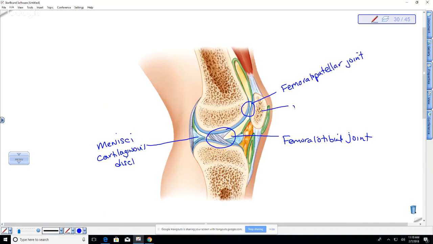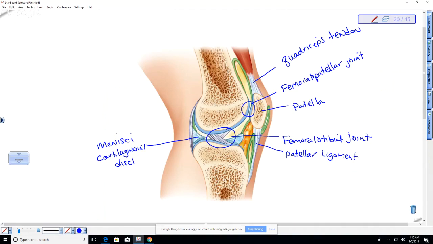This is just like the cartilaginous disc that is found in the jaw. This would be my patella. This would be the quadriceps tendon. So we talked about how that helps to stabilize the knee joints. And then we also have this one, which I think is the ligament. So this is the patellar ligament, because it connects the patella to the tibia.